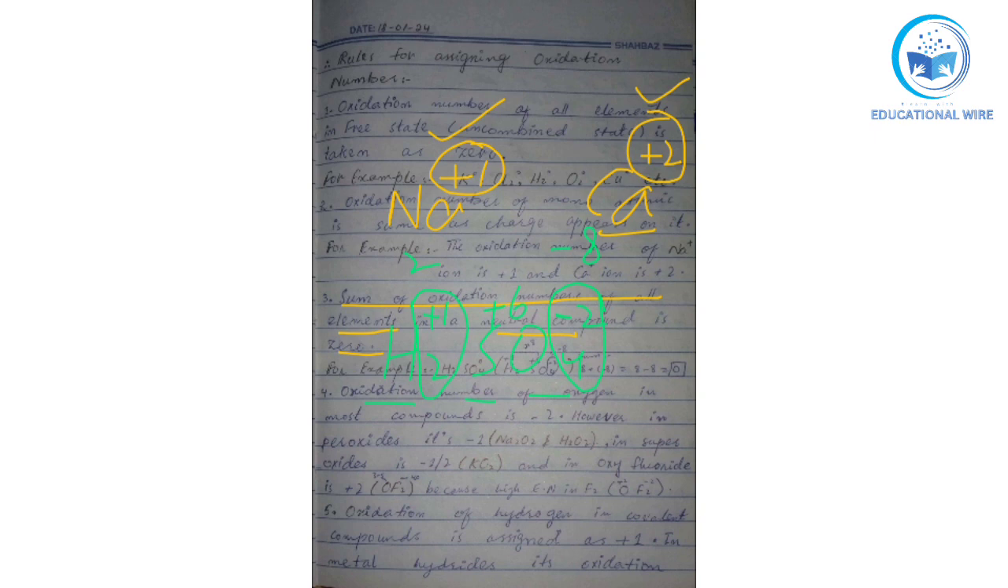So 6 and 2, we add these both, so it will be +8. When we are adding, we are using H2, S, and O4, so +8 minus 8, our answer will be 0. So it means it's a neutral compound, that is equal to 0. Okay. Now let's move towards the fourth point.